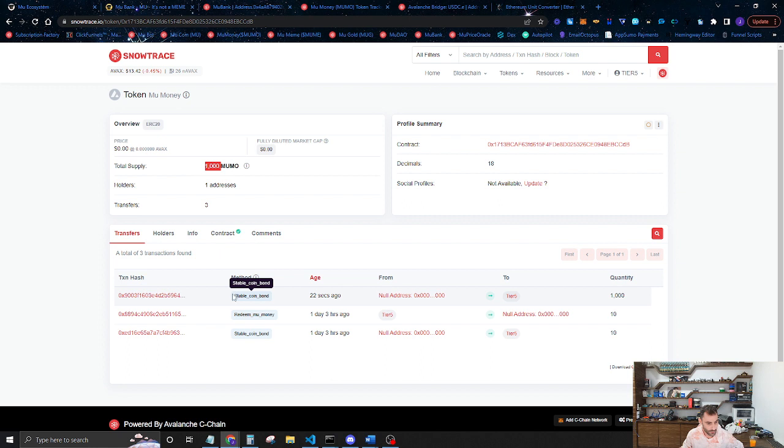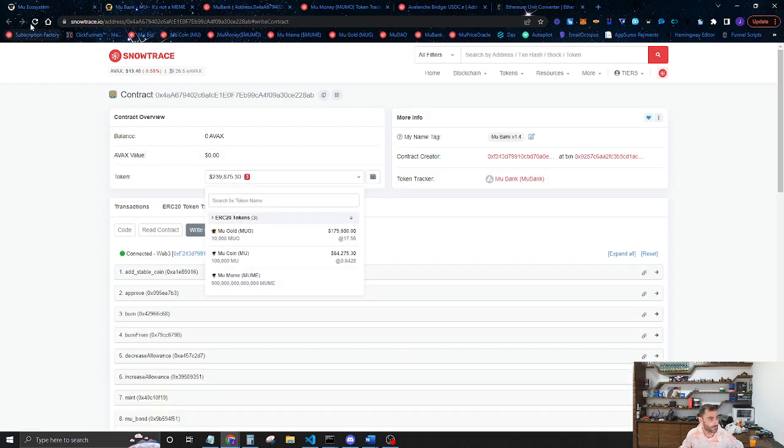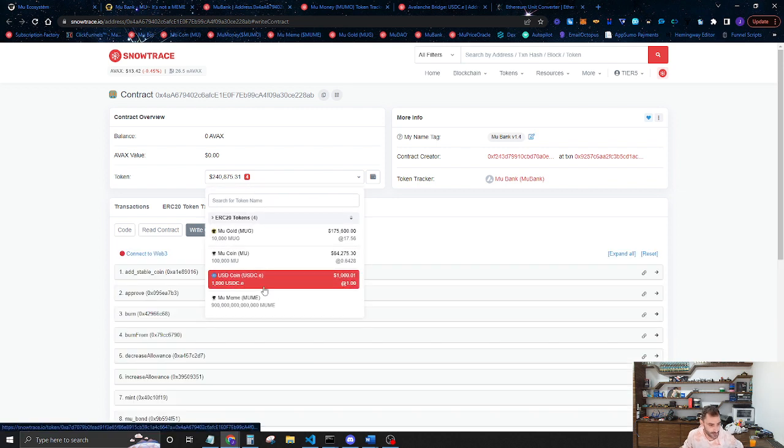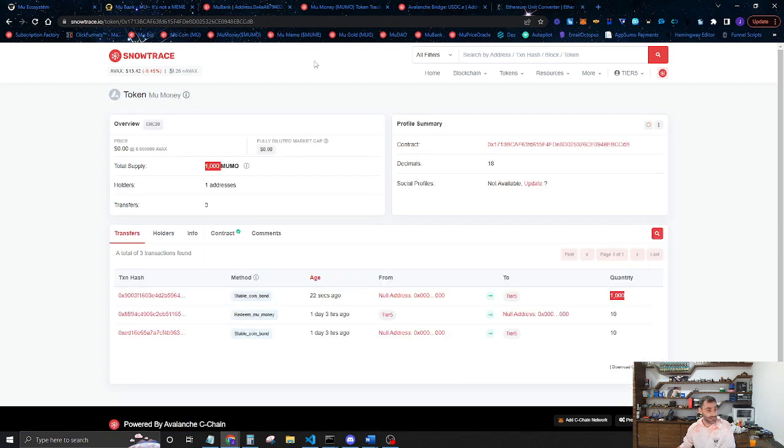And I can see that there was just a stablecoin bond that happened where I was sent 1,000 Mu money for my stable coins. Now, if I look back here in the Mu Bank, I can see that there are actually 1,000 stablecoins USDC. So the Mu Bank has received 1,000 United States dollar coins, and it has in exchange minted out 1,000 Mu monies.